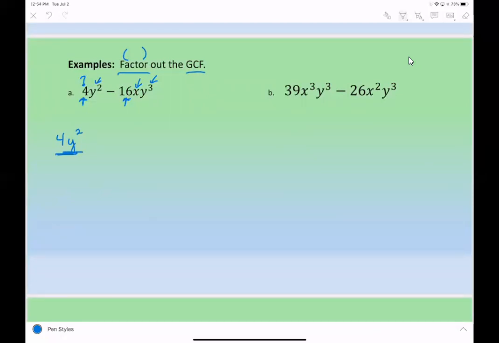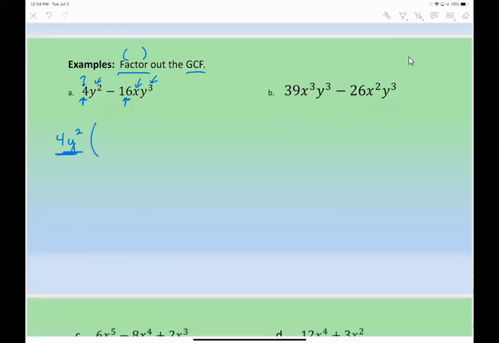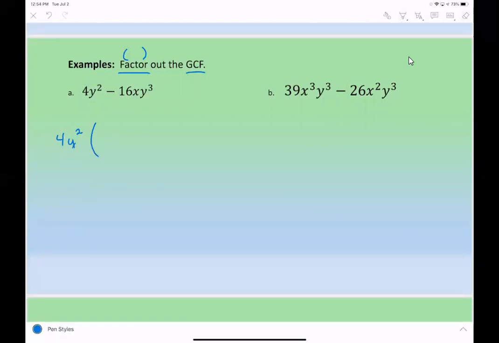So now we're ready to write our parentheses. Then I'm going to erase this here and visually show you how to determine what's going to go in these parentheses. We're going to write our GCF here underneath these terms.